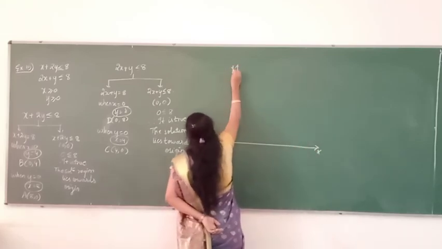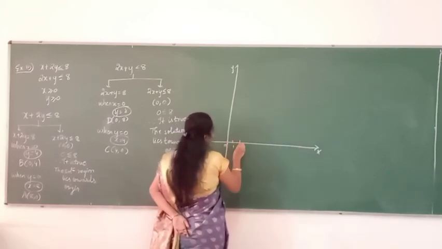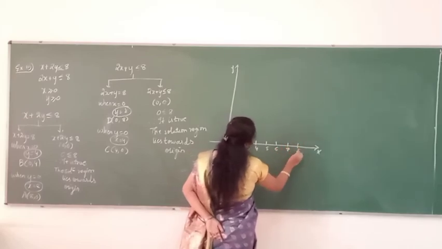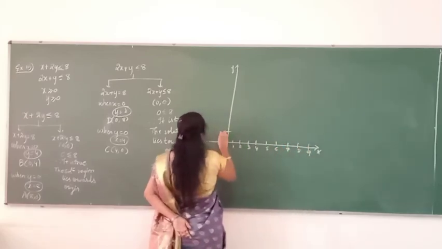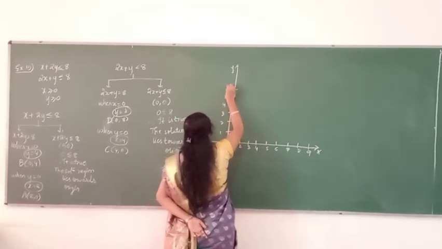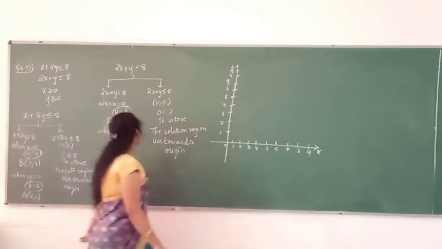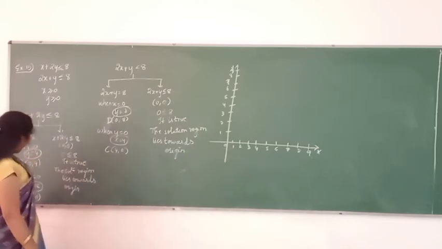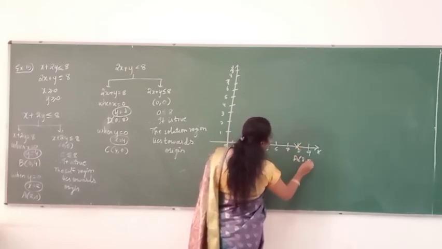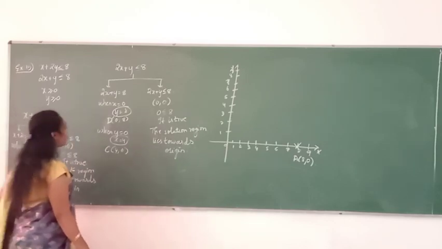X and Y, with marks 1, 2, 3, 4, 5, 6, 7, 8 and 9 on each axis. Now just check A coordinate, it is nothing but 8, 0, so I will be plotting here. And the next one, B is nothing but 0, 4.